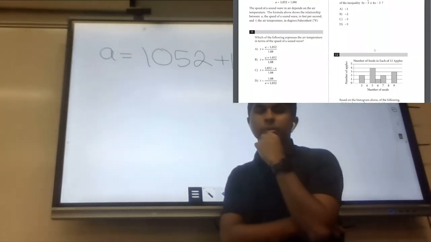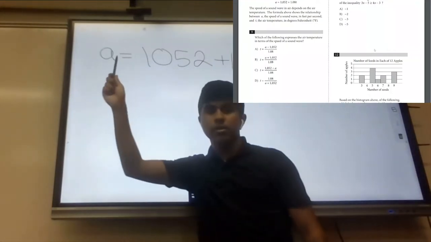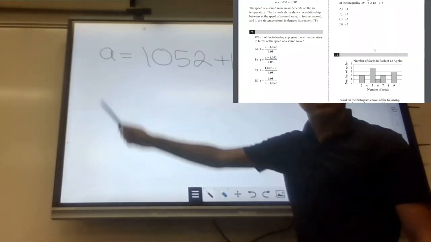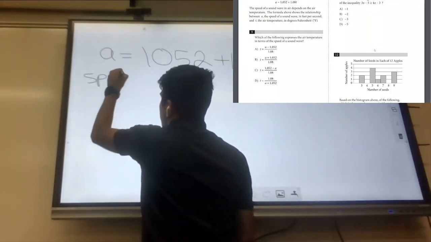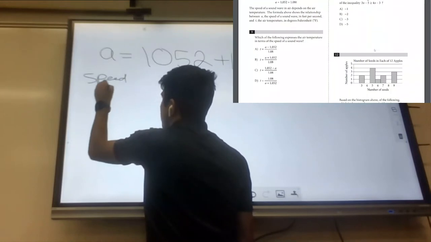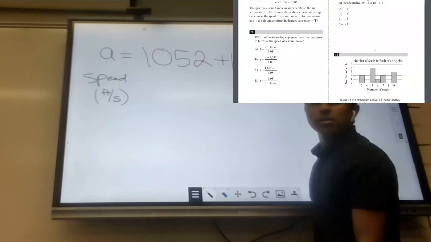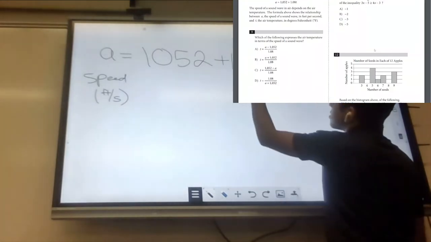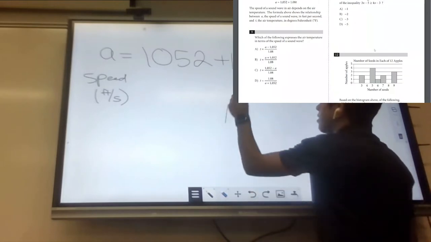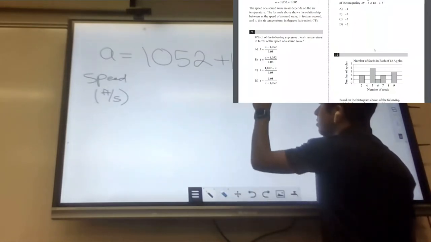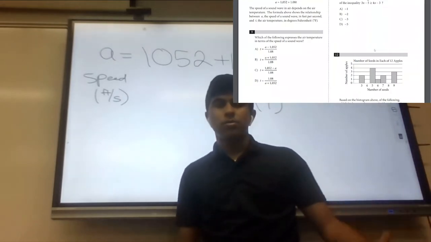temperature. The formula above shows the relationship between A, the speed of the sound wave, in feet per second, right? And t is the air temperature, temperature in degrees Fahrenheit. Okay. So what do we do now?